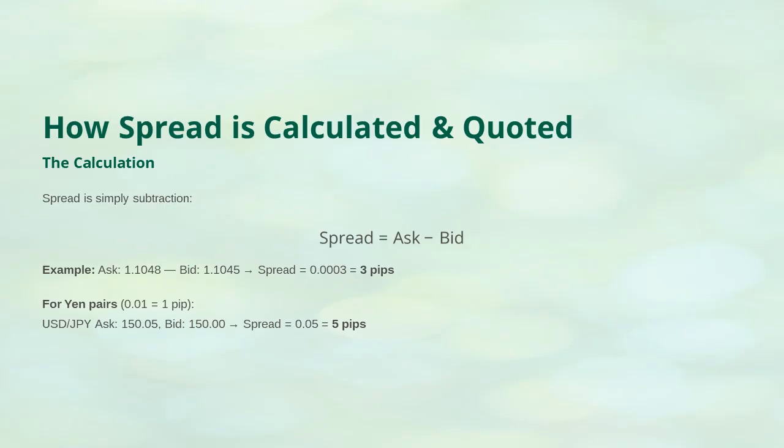1.1048 minus 1.1045 equals 0.0003, which is 3 pips. For yen pairs, the calculation is the same, but with different decimals. US dollar to Japanese yen with a bid of 150.00 and an ask of 150.05 gives a spread of 0.05, which is 5 pips.